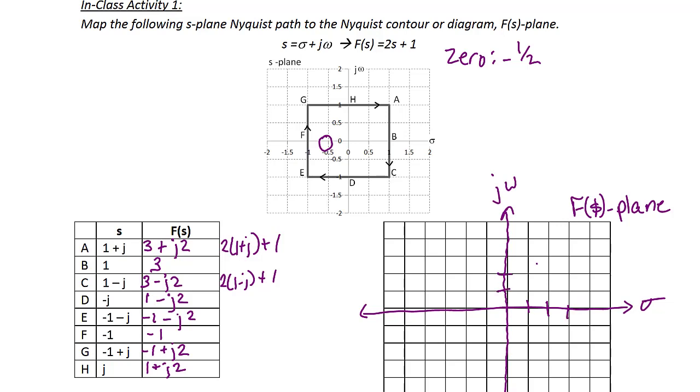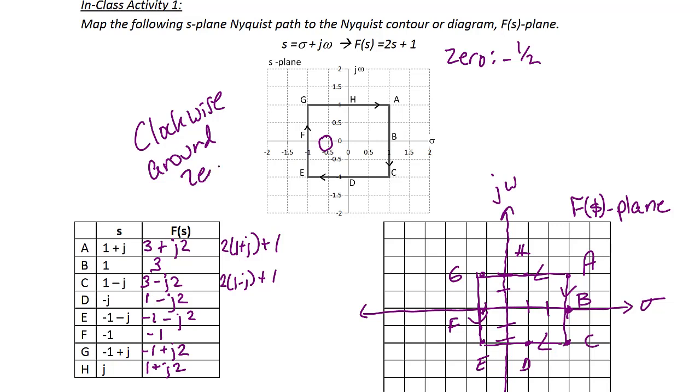And so here we have A, B, C, D, E, F, G, and H. The Nyquist path has a clockwise encirclement of the zero, and notice that in the f of s plane, the Nyquist contour has a clockwise encirclement of the origin.